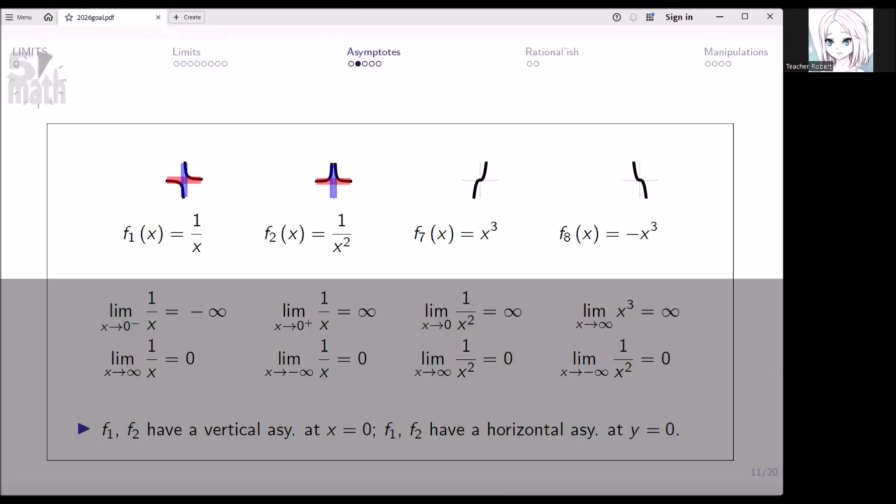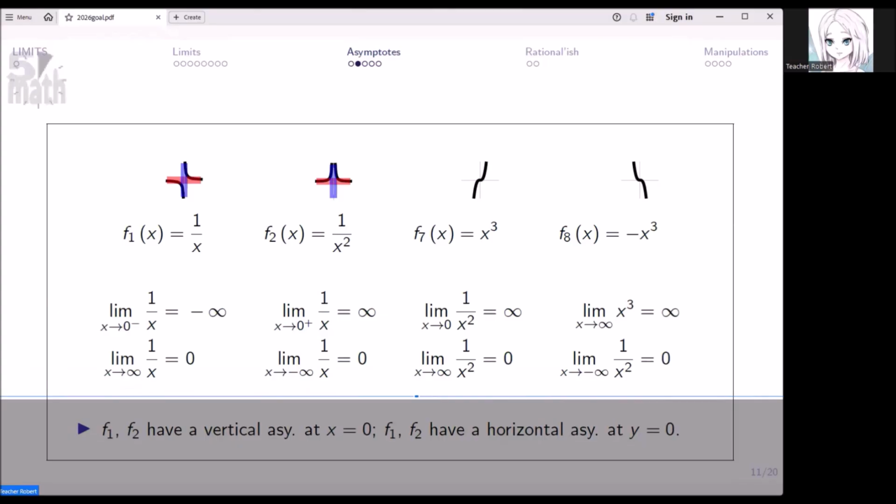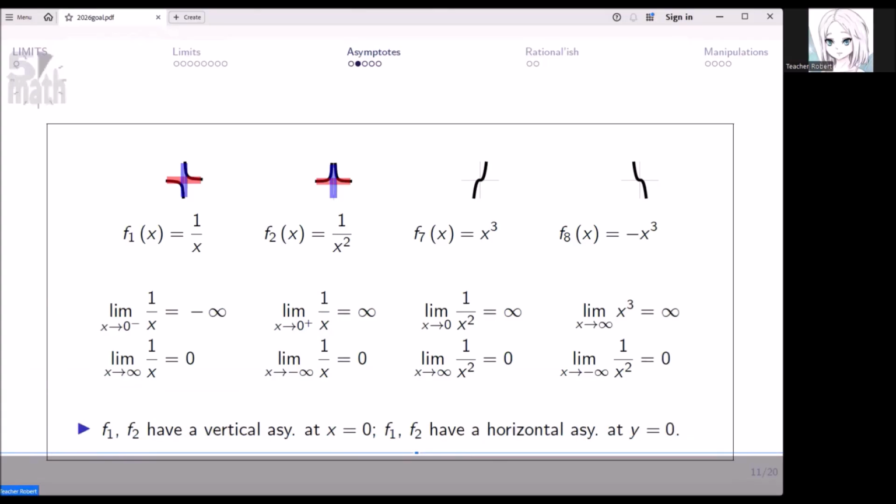1 over x, 1 over x squared, x cubed, minus x to the power 3. Various limits. f1, f2 have a vertical asymptote at x equals 0. f1, f2 have a horizontal asymptote at y equals 0.